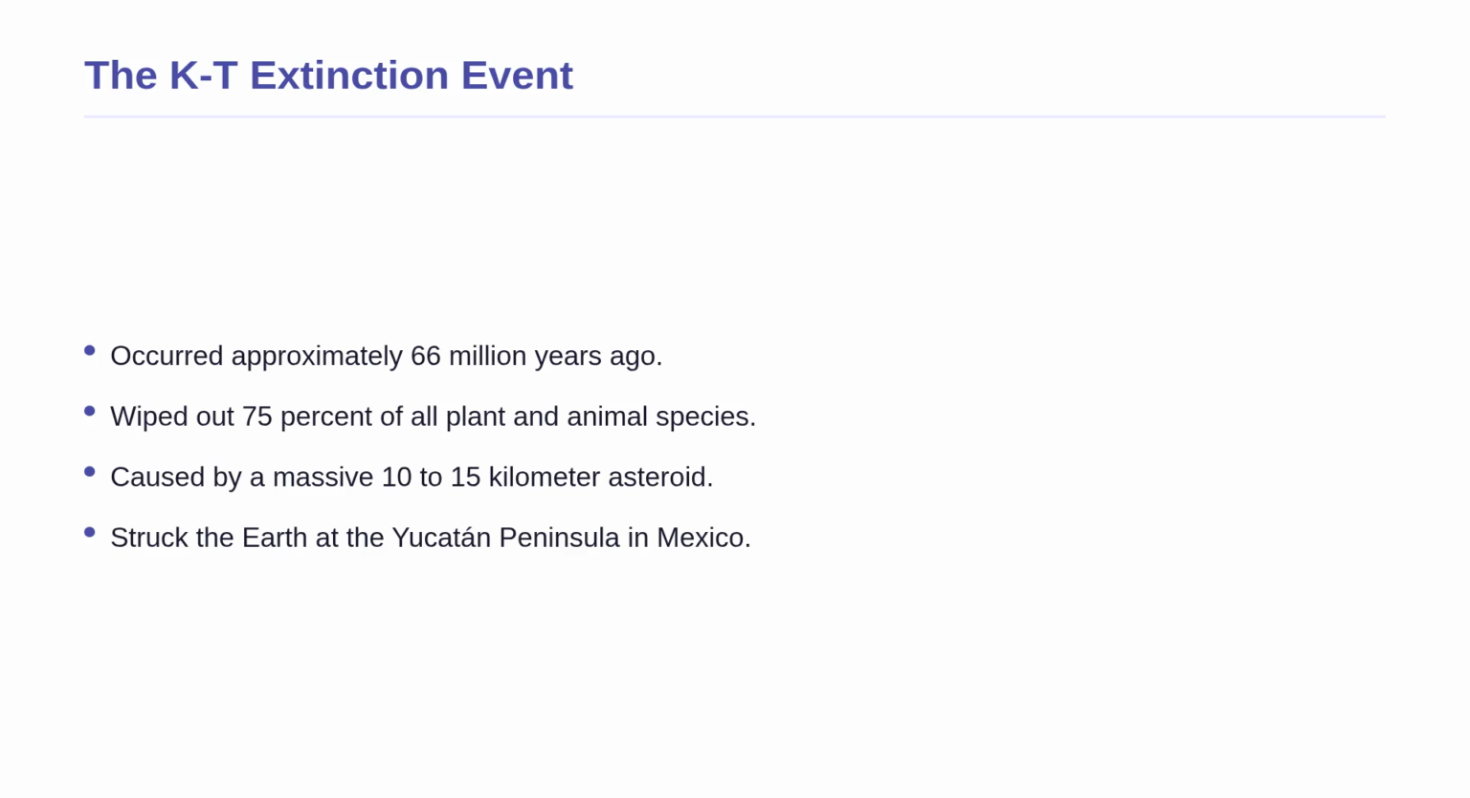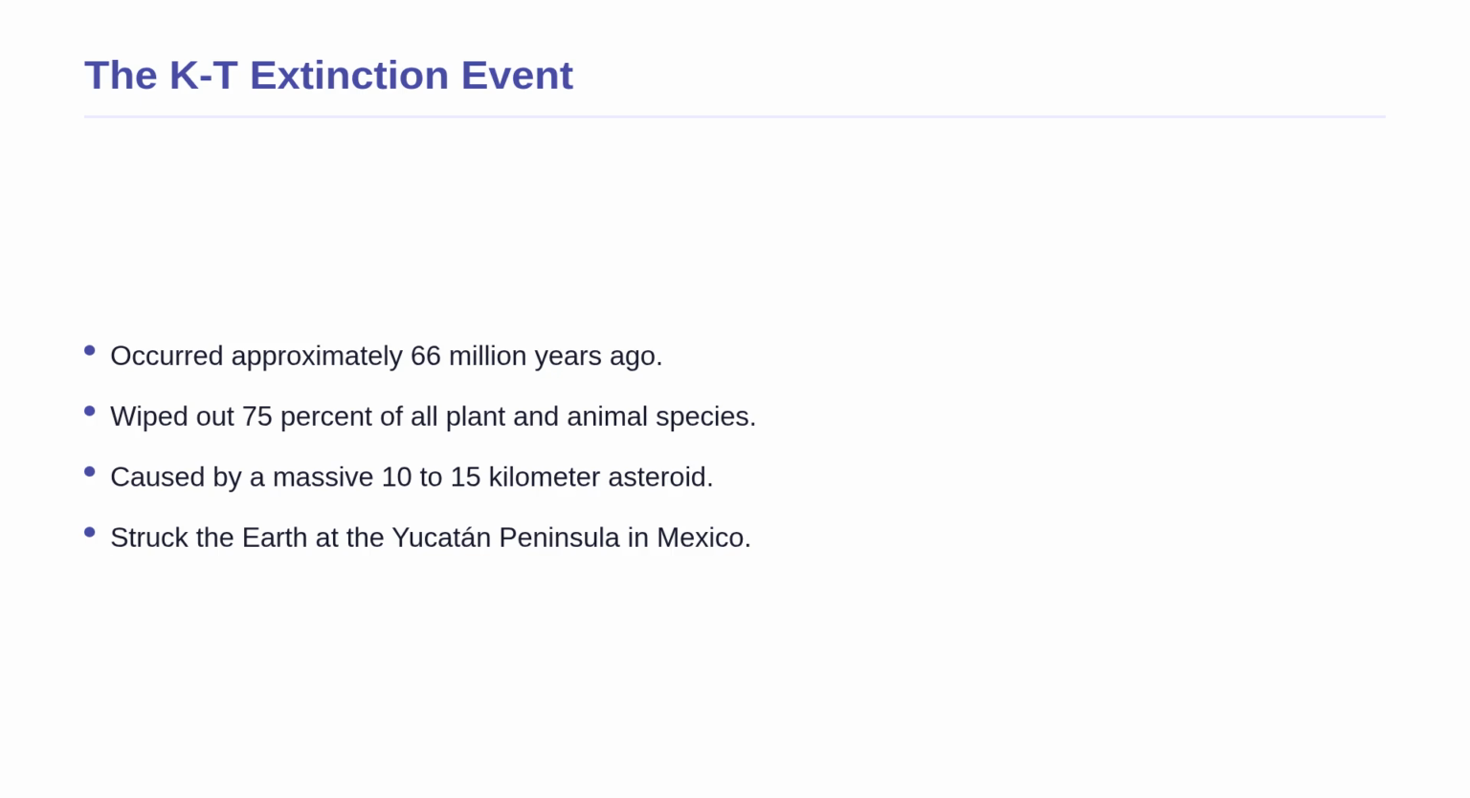Now that we know what the KT extinction is, let us look at the specifics of the event itself. This mass extinction occurred approximately 66 million years ago. It was so severe that it wiped out 3/4 of all plant and animal species on Earth. The primary accepted cause for this unimaginable devastation is the impact of a massive asteroid or comet.